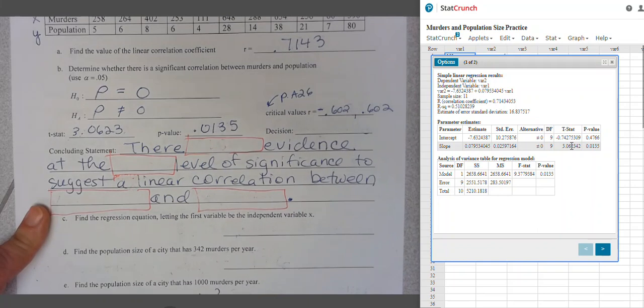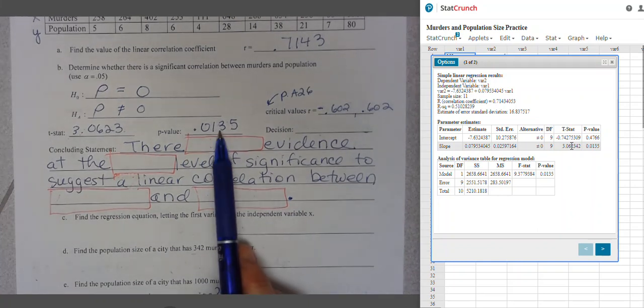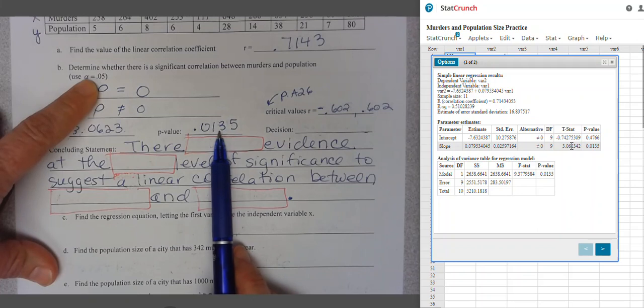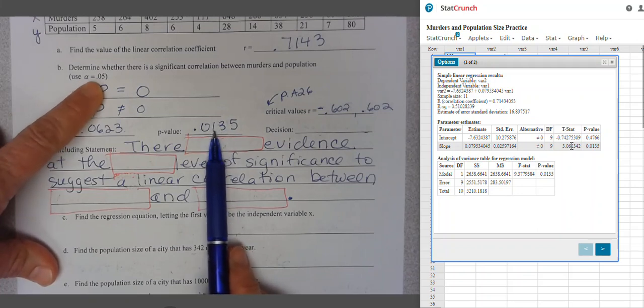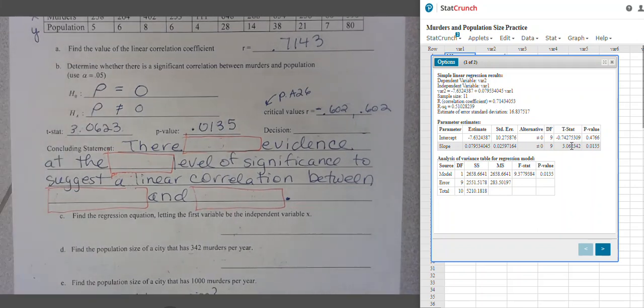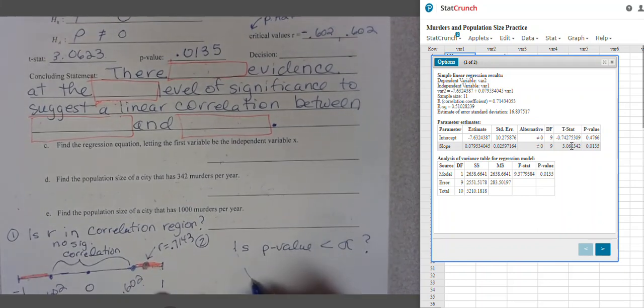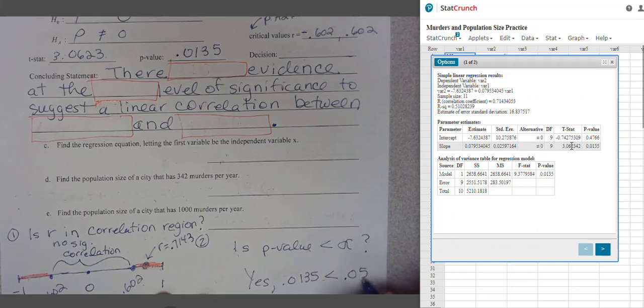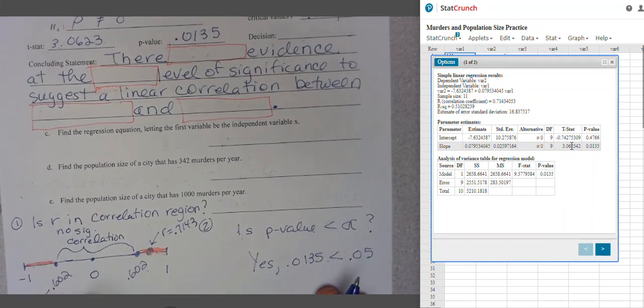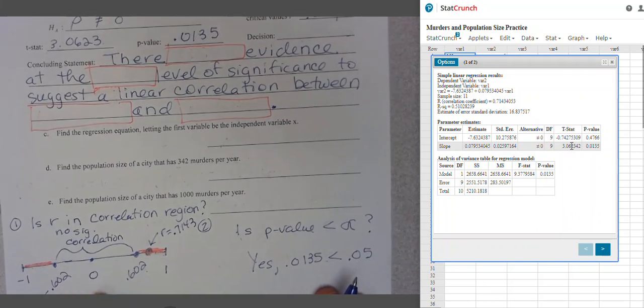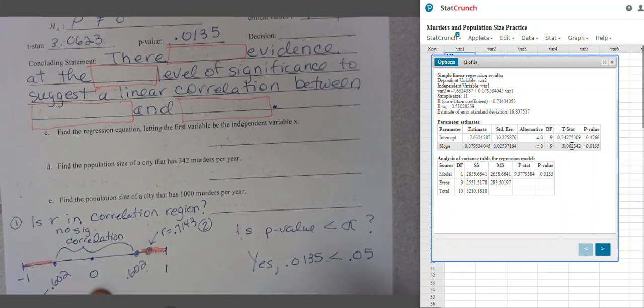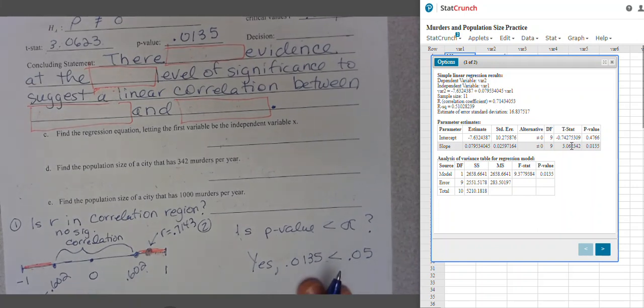Now, just like in hypothesis testing, if we get a p-value that is less than alpha, then we have a significant linear correlation. So our second method down here is the p-value less than alpha? Yes, it is. 0.0135 is less than 0.05. So we do have significant linear correlation. If we do use this method, we have significant linear correlation. It's actually positive correlation.